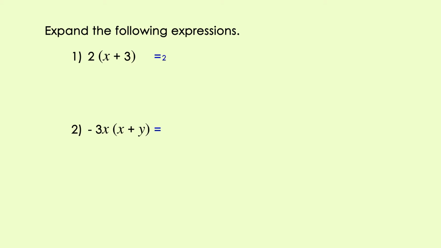Our first step is to multiply 2 by x, which is 2x, and the next step is to multiply 2 by 3, which is 6. Hence, our product of multiplication is 2x plus 6.